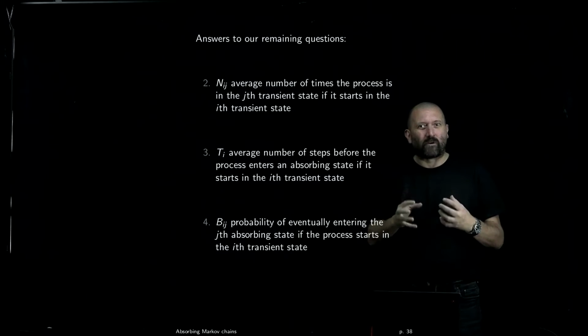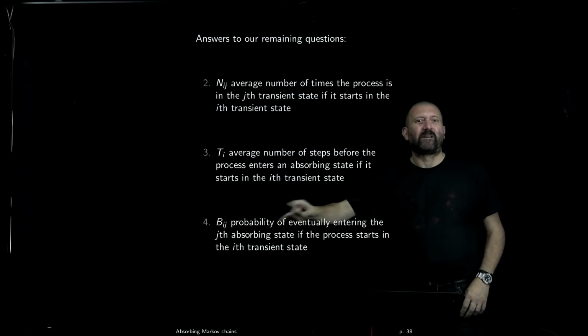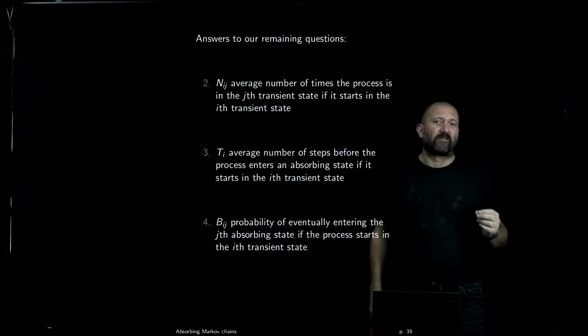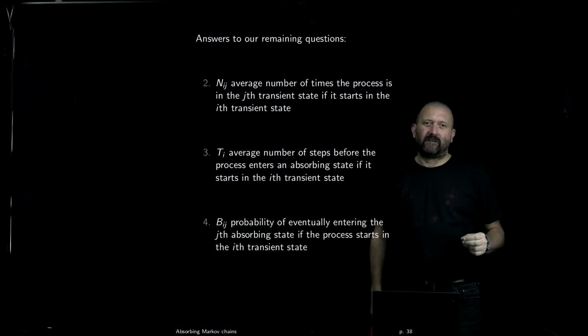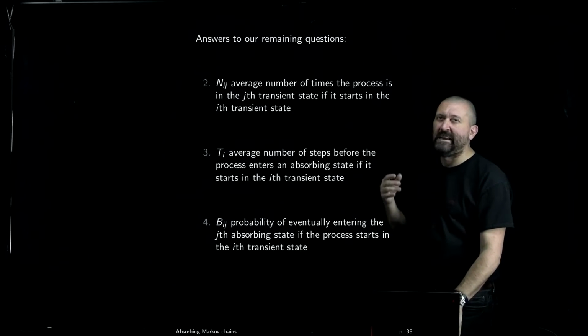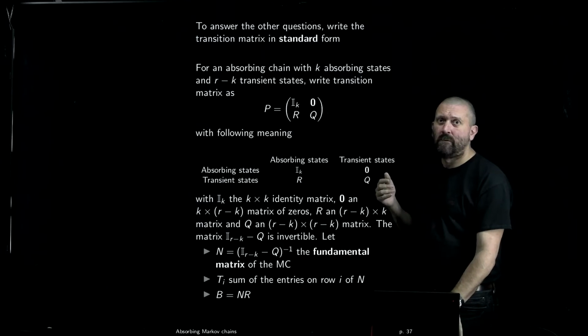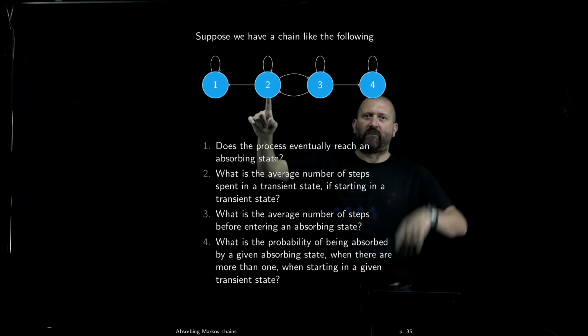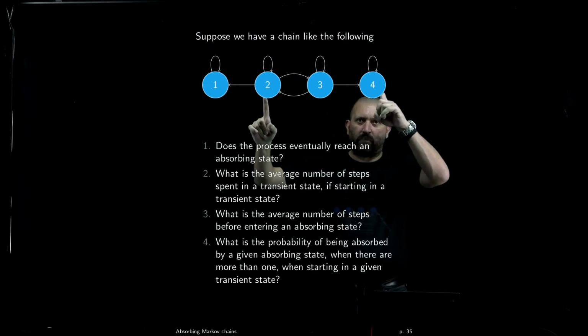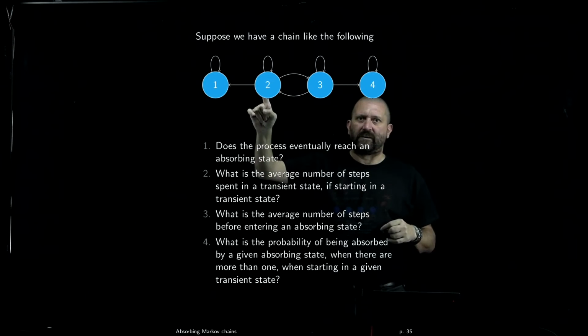Bij more qualifies this. It gives me the probability of entering the jth absorbing state if I started in the ith transient state. Okay, so for instance, B12 would give me here the probability of being absorbed here, given that I've started here.